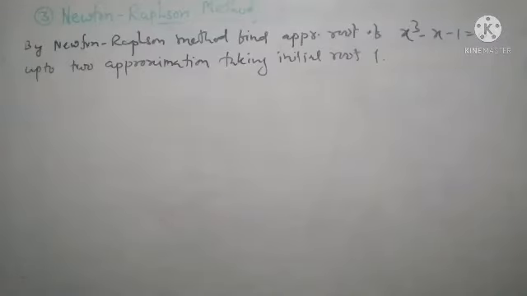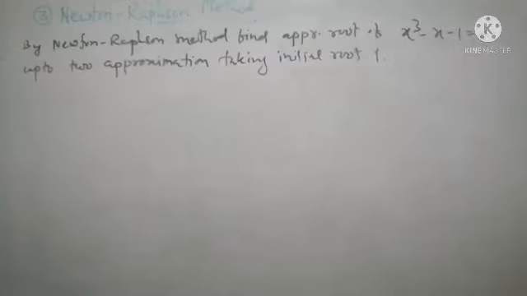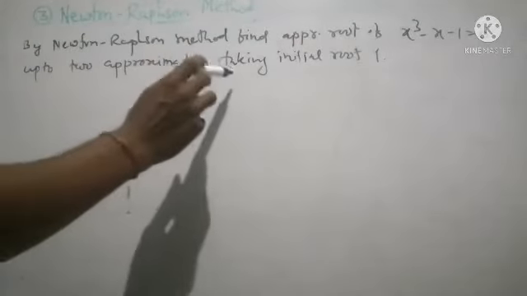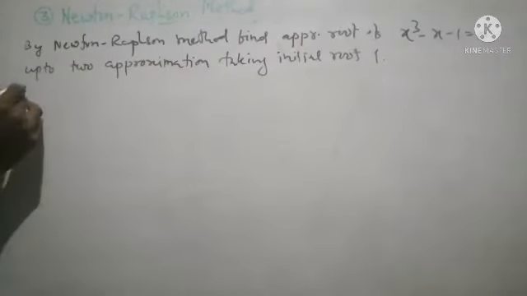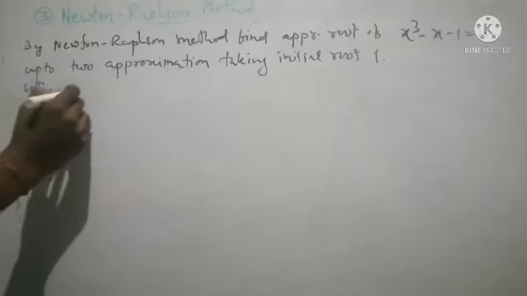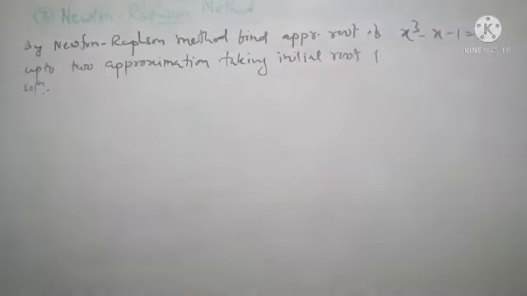By Newton-Raphson method, find the approximate root of x cube minus x minus 1 is equal to 0 up to 2 approximations, taking initial root 1. In this example, we have been given an algebraic equation x cube minus x minus 1 is equal to 0, as the right hand side is 0.